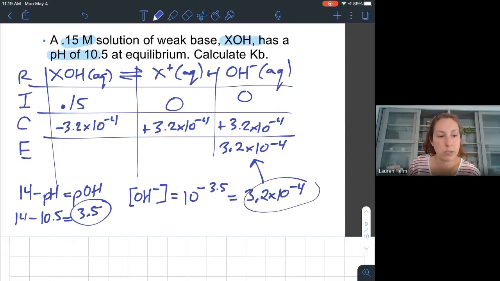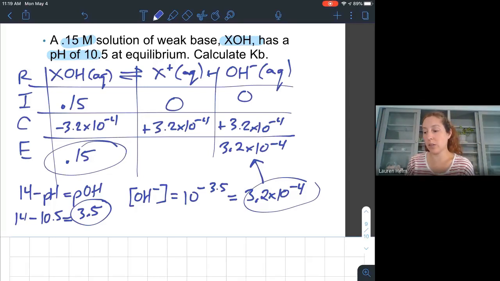Going through, what is 0.15 minus 3.2 times 10 to the negative fourth, to 2 sig figs? It's still 0.15. And here you can see why we were okay in making that assumption before that x is negligible in part 1, because really something this small doesn't impact our overall concentration. So it is still 0.15.